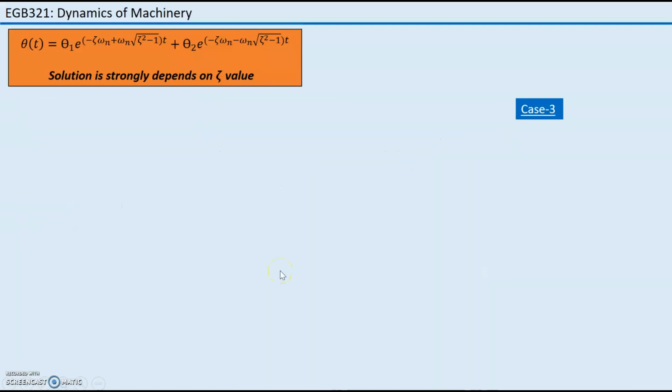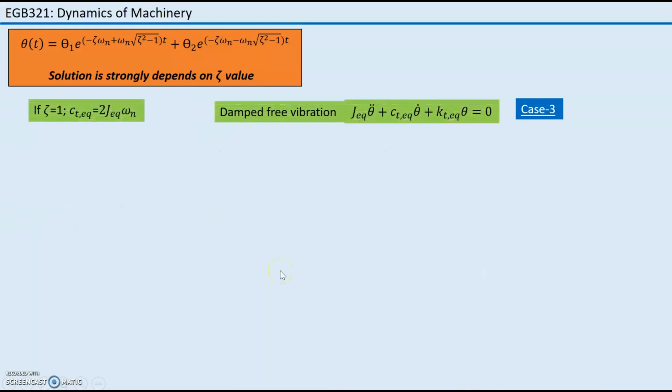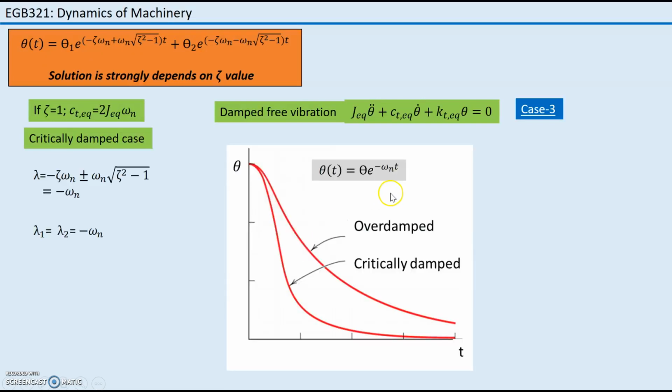In the third case, zeta is equal to 1, so the torsional equivalent C will be equal to 2 J equivalent omega n, and this case is called the critically damped case. In this case, lambda will have equal real and negative values, so the solution will have a negative exponential part, and the amplitude of this curve will decrease very quickly, and no oscillation or periodic motion occurs.